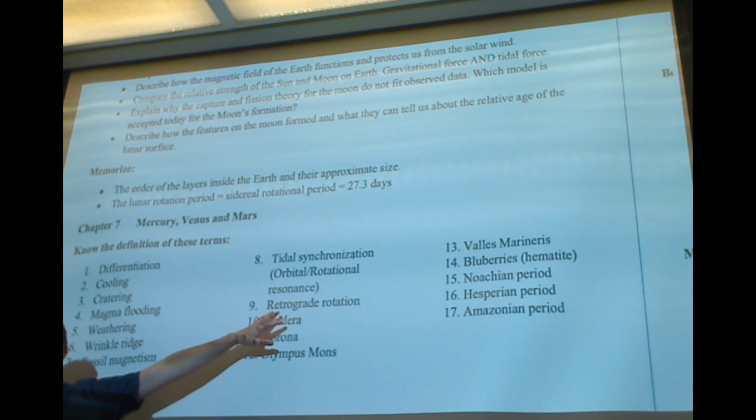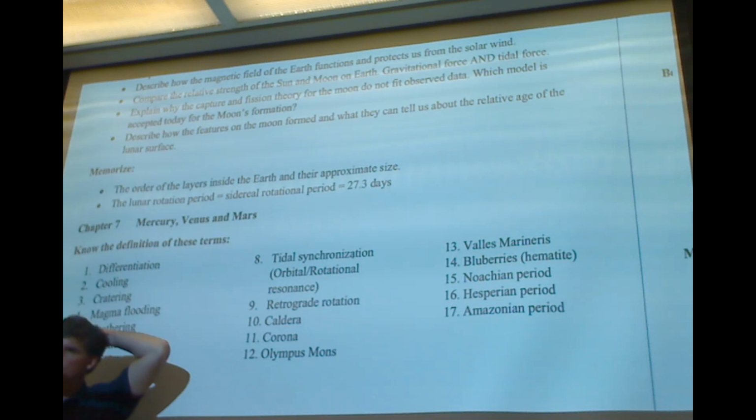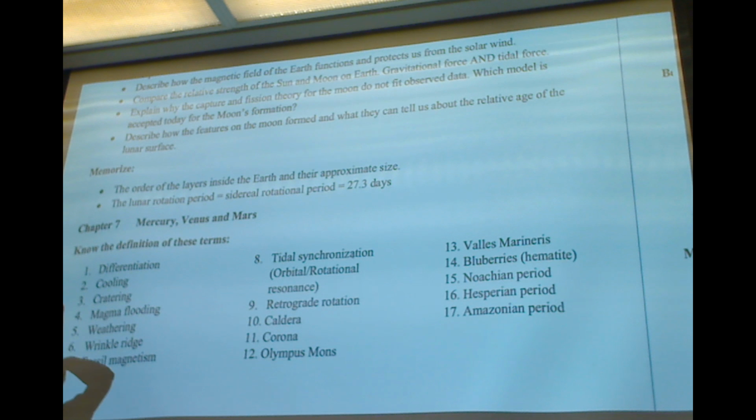What's retrograde rotation? Which planet does that? Only one, Venus. Either we say it's flipped over 180 degrees or so, or it's rotating in the wrong direction. So Earth rotates towards the east, but Venus rotates towards the west. That's weird. Nobody else does that.